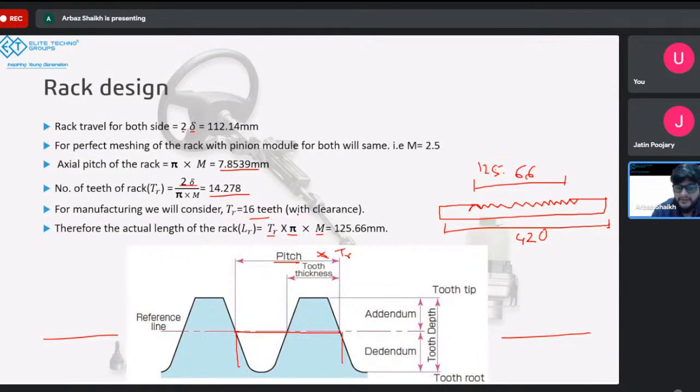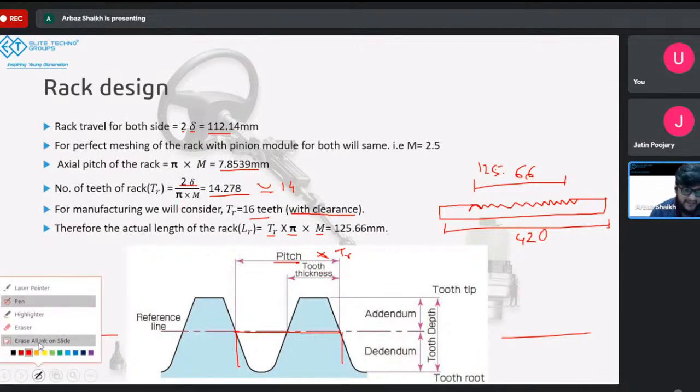Now, you will also see I have written one more thing, which says with clearance. What do I mean by that? Sometimes, if I round this down to 14 instead of 16, the total distance on the rack will be less than what is required. It will be less than 112, and I don't want that happening. So I keep some amount of clearance above the required rack travel, and that's why we keep the number of teeth as 16. That's how we get this value of 125.66. So that's all about the rack calculation.